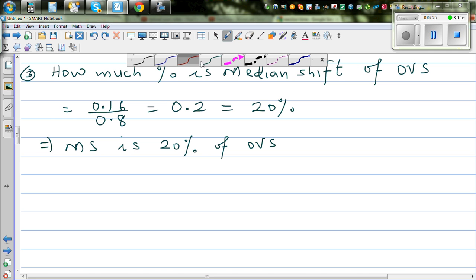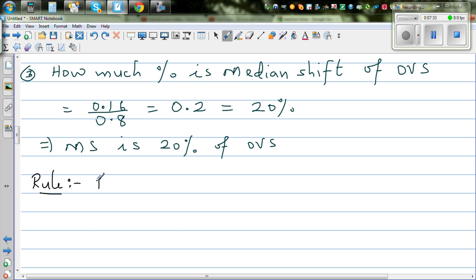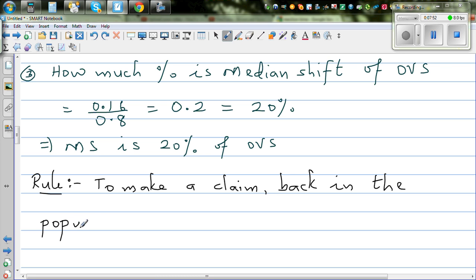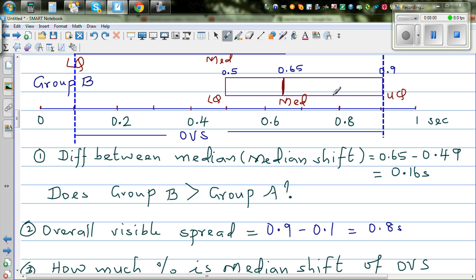Now, this is the rule that we need to remember. This is the rule of thumb, the rule to make a claim back in the population. This is very important. Back in the population means from the sample, we are going to talk about the population. We want to make the statement that by looking at this, it seems that group B has a greater reaction time than group A.